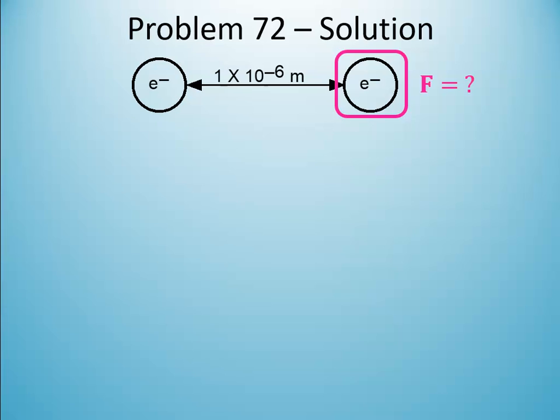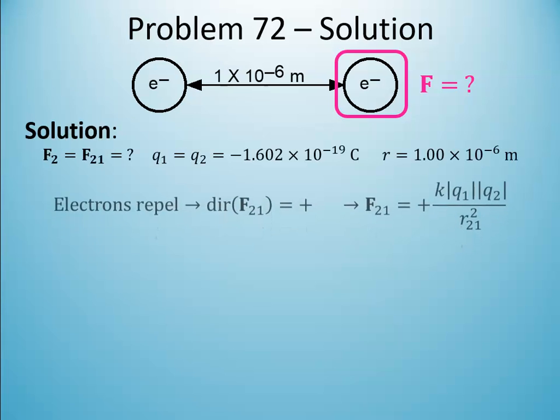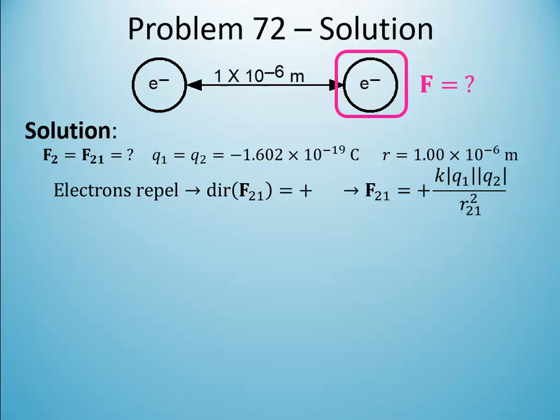The only particle that's causing a force is the other electron. So we set up Coulomb's law after we write down our givens. We also note that electrons repel, which means the direction of this force is going to be toward the right, in the positive direction as we put it. So we're just going to put a positive sign in front of this.